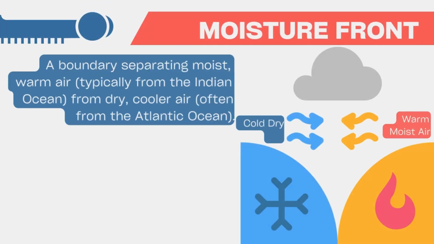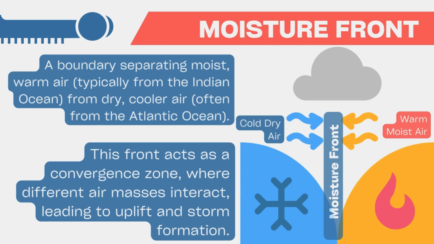A moisture front is a battle line where cold, dry Atlantic air, thanks to the South Atlantic High, clashes with warm, moist Indian Ocean air, courtesy of the South Indian High. Think of it as a weather tug-of-war, with lightning.